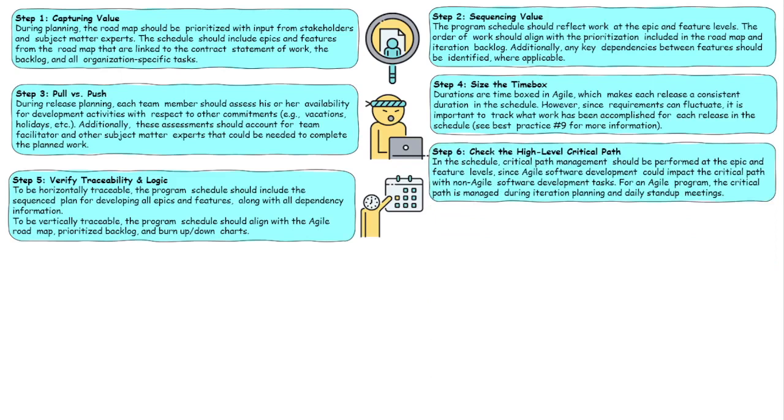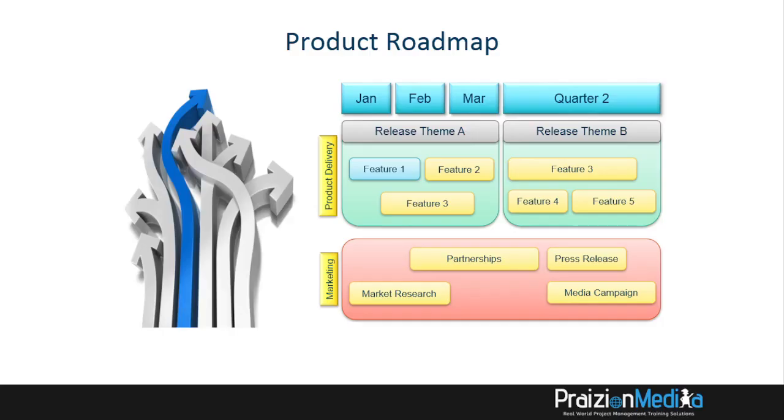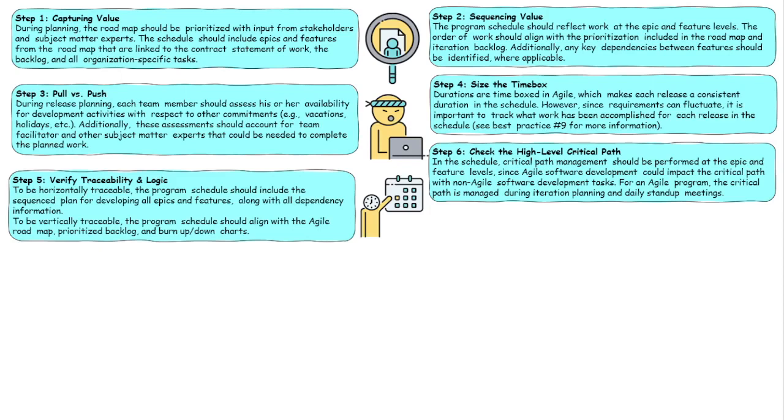Number 6, check the high level critical path. What do I mean by high level critical path? The critical path at a much higher level. Let's go there real quick and let me remind you of how this looks in the product roadmap. Remember, in the product roadmap, we have those bars like we do in Gantt charts, but it's at a much higher level. That's what I'm talking about here. When I say check the high level critical path, you got to make sure that it makes sense, right? For an Agile program, the critical path is managed during iteration planning and daily stand-up meetings. We do not use the functionality as we would in MS Project, for example.